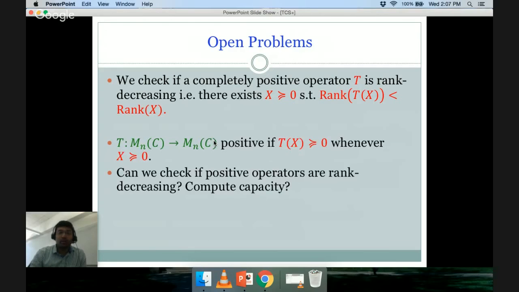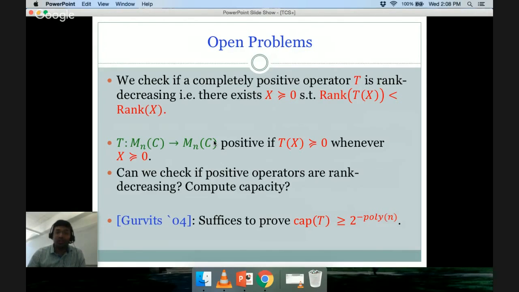And the question now is, can we check this rank decreasing property for general positive operators, not just completely positive operators? Note that an operator T from n by n matrices to n by n matrices is called positive if T maps PSD matrices to PSD matrices. I want you to check whether positive operators are rank decreasing, or compute the capacity of such operators. In fact, the scaling algorithm works even in this case, it converges. What is required is only to prove that the capacity of T is at least 2 to the minus poly(n). So prove that when the entry bit sizes of T are small, then the capacity of T is at least 2 to the minus poly(n). This would prove that the same scaling algorithm works, you can compute capacity, and you can check whether the capacity is greater than 0 or not, and so on.